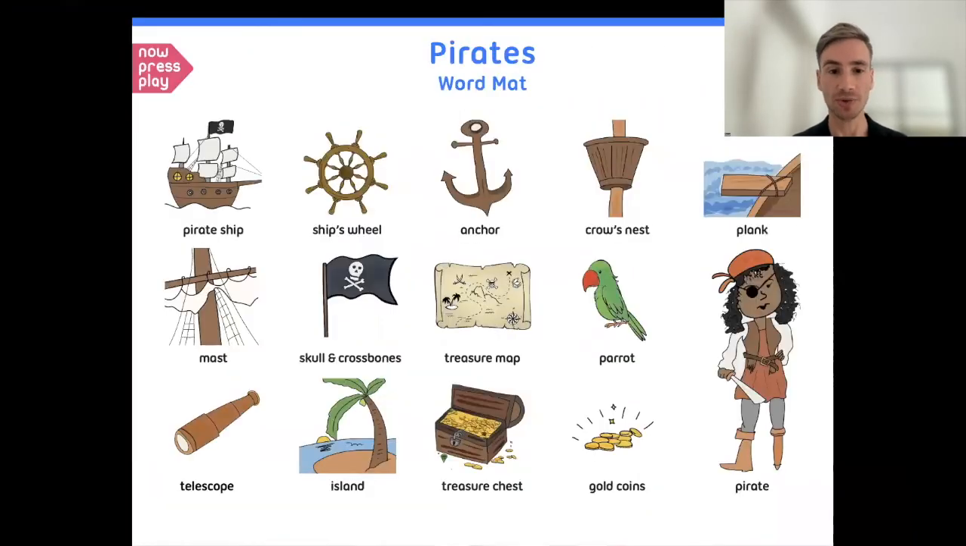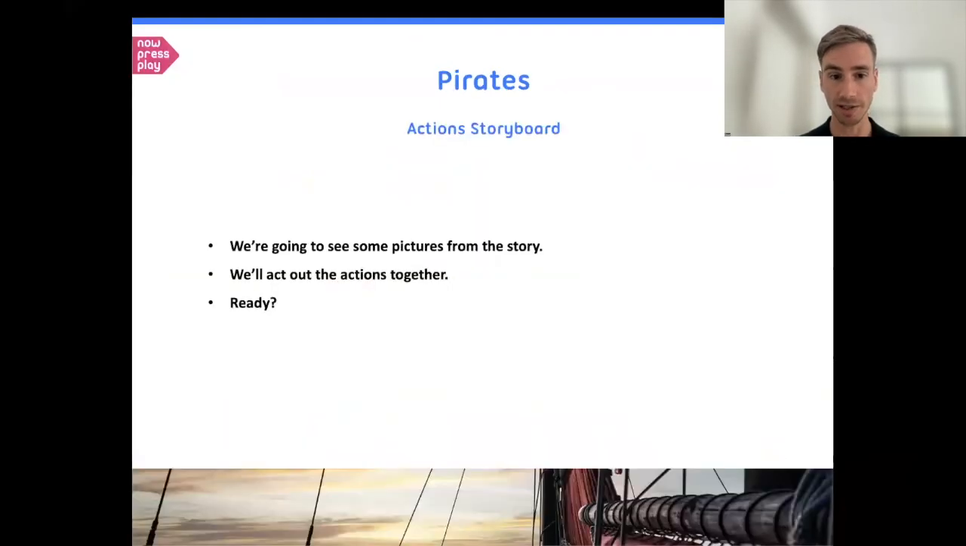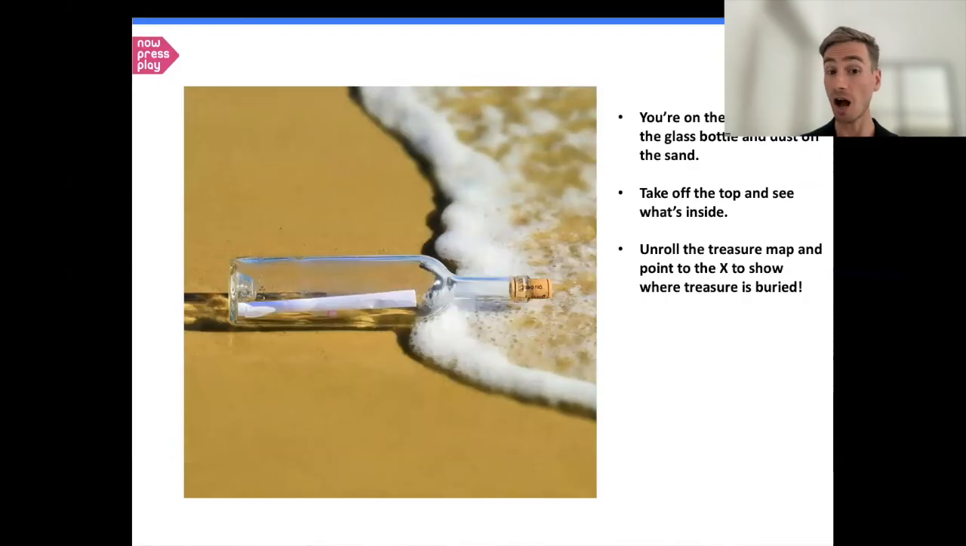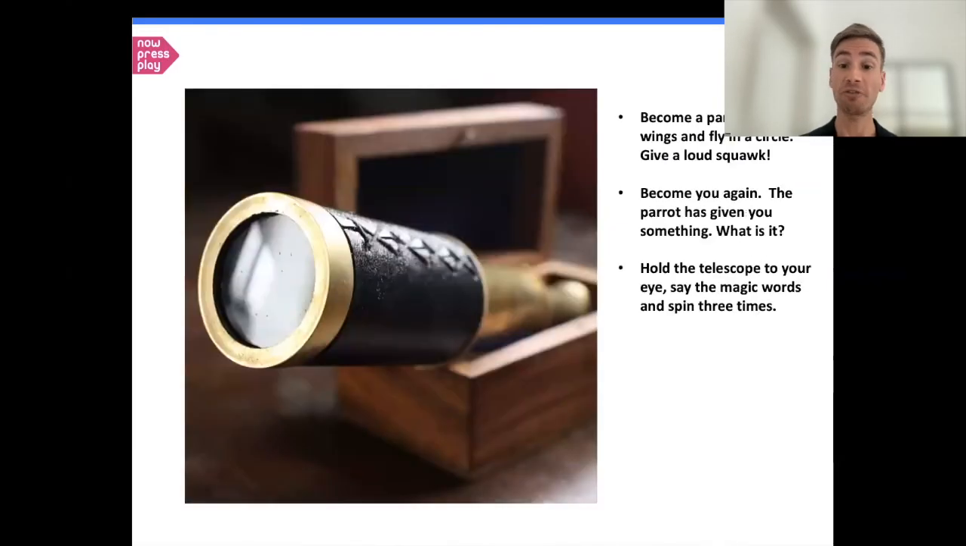For EYFS, we also have these word mats. These are hand-drawn illustrations, and like the glossaries, they cover all the key learning words. And finally, this action storyboard allows you to effectively repeat the whole experience afterwards, but with you leading it at your pace. Or some teachers actually do this exercise before the experience, almost like a dress rehearsal.